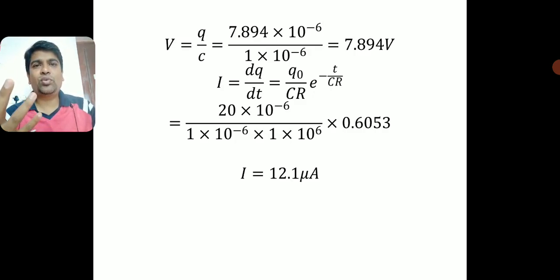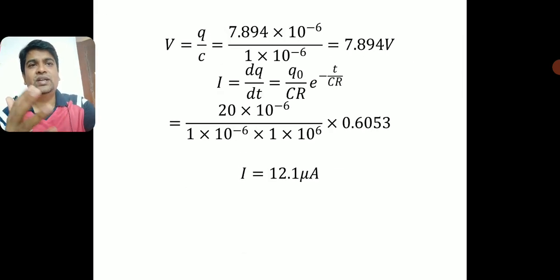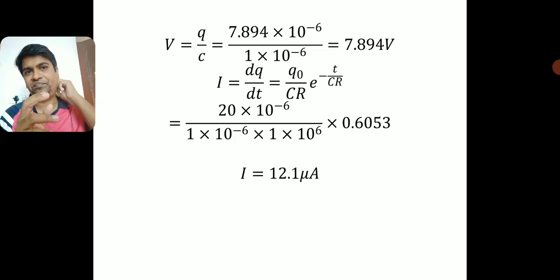Next you need to calculate the current in the circuit at that instant of time. So current is the rate of flow of charge. It is the first order differentiation of charge with time. So if you differentiate the charge equation, which we know, you will get the current. It is Q naught by CR e to the power of minus t by CR. Now I need to substitute one by one in this equation.